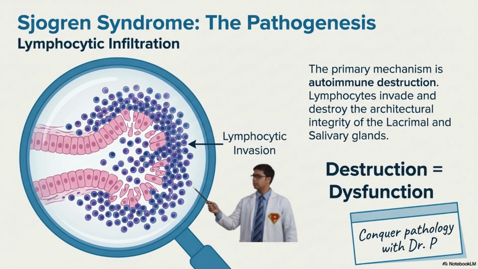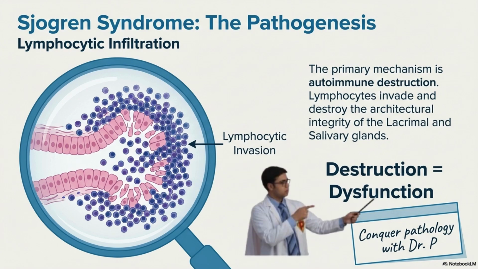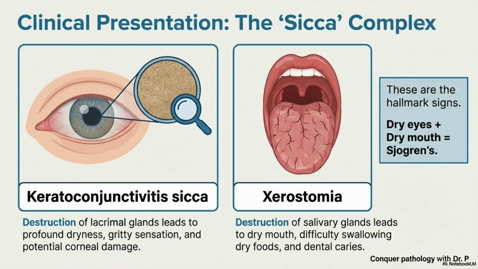CD4 plus T cells attack the exocrine glands, specifically the lacrimal or the tear glands and salivary or the spit glands. The equation here is immune destruction causes glandular dysfunction. If you kill the gland, you can't make the fluid. This leads to the hallmark clinical presentation, the Sicca complex.